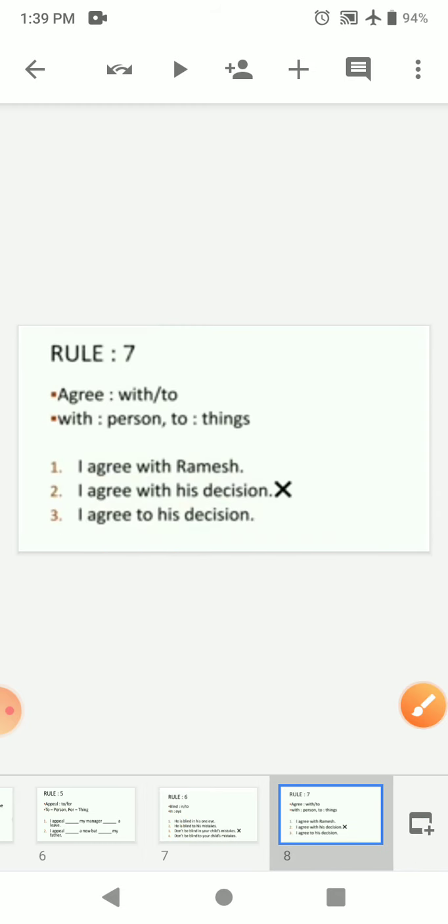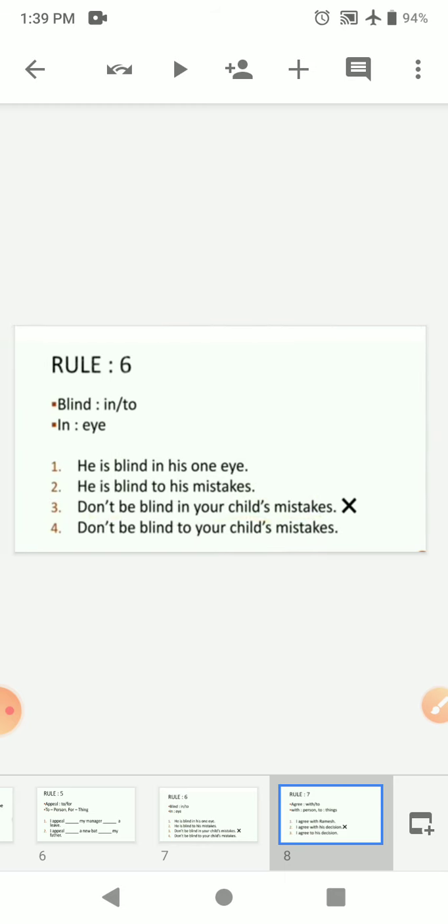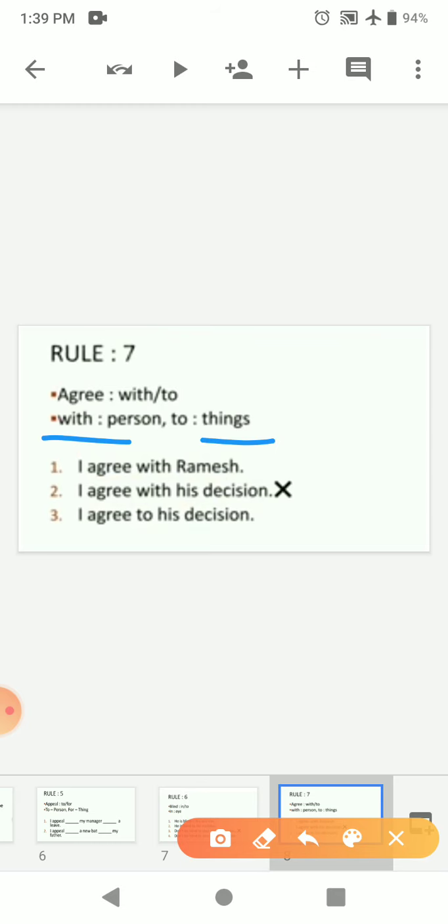Then we have rule number 7. Rule number 7 is about the word agree. It takes either with or to. So with is used for a person and to is used for things. So whenever we are using agree in a sentence and referring to a person directly, we use with. But if we are referring to anything else, then we use to.